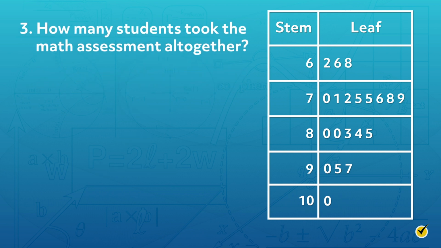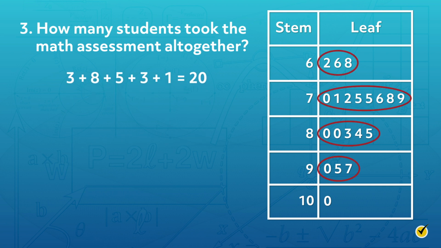How many students took the math assessment altogether? To figure out how many students took the math assessment, we need to count how many pieces of data we have in this data set. Looking at the leaves listed for each stem, we can count how many test scores occur in each frequency. 3 plus 8 plus 5 plus 3 plus 1 equals 20, so there are 20 test scores altogether. Therefore, 20 students took the math assessment.